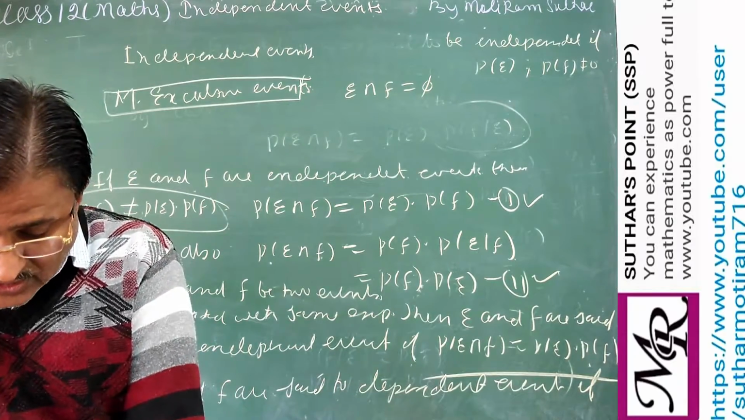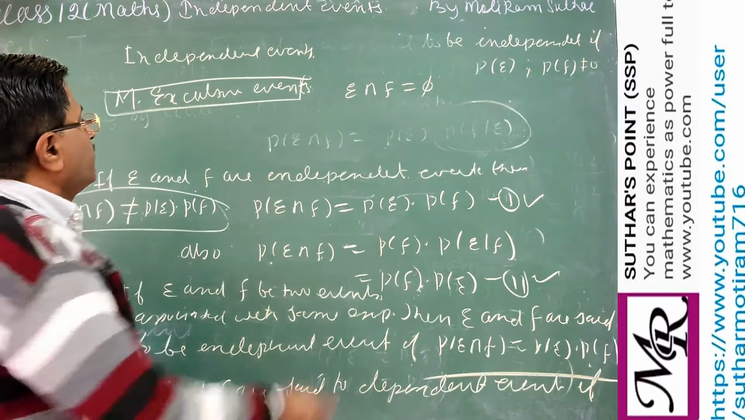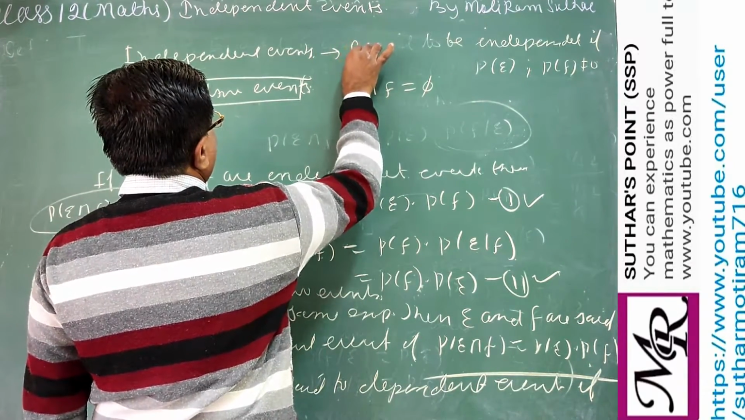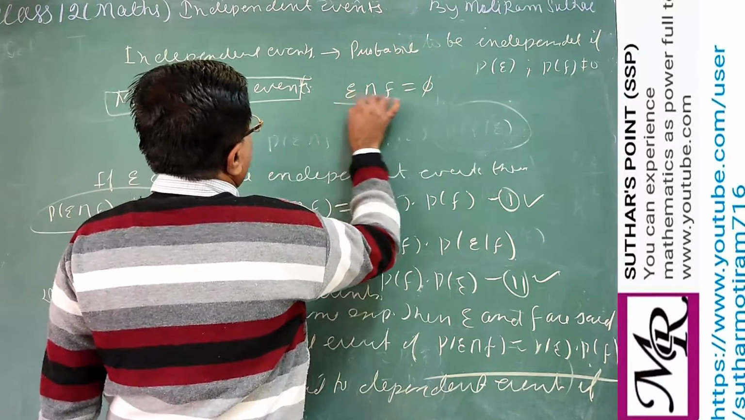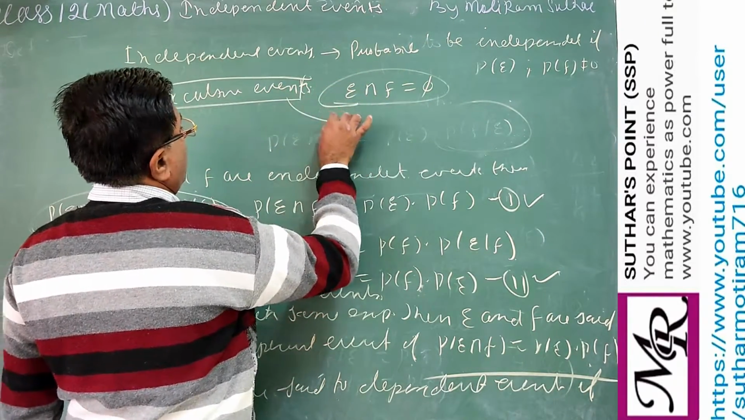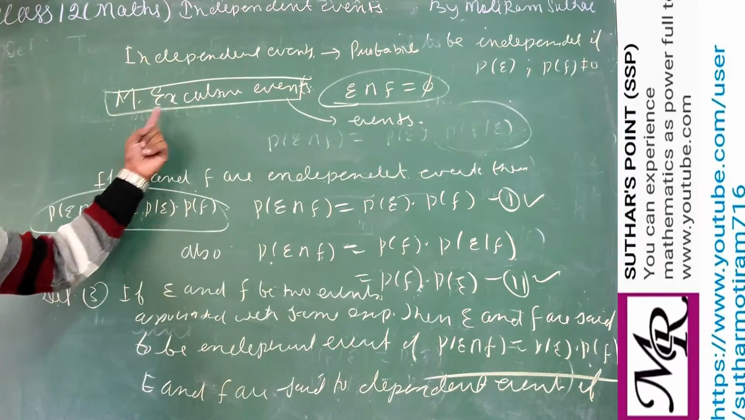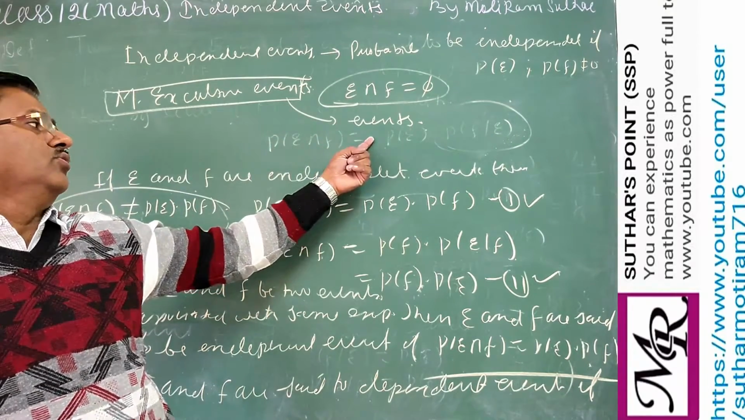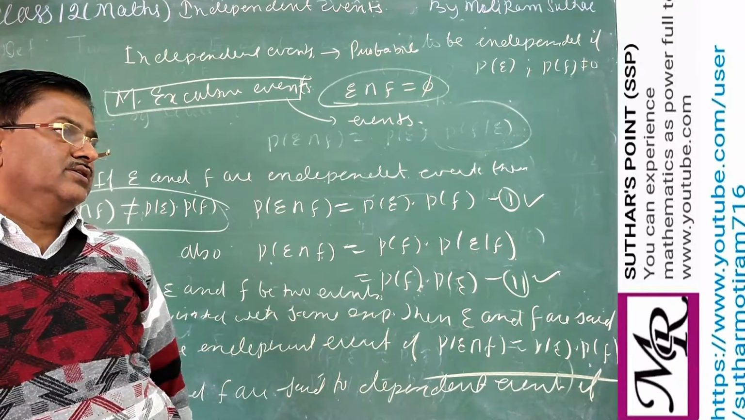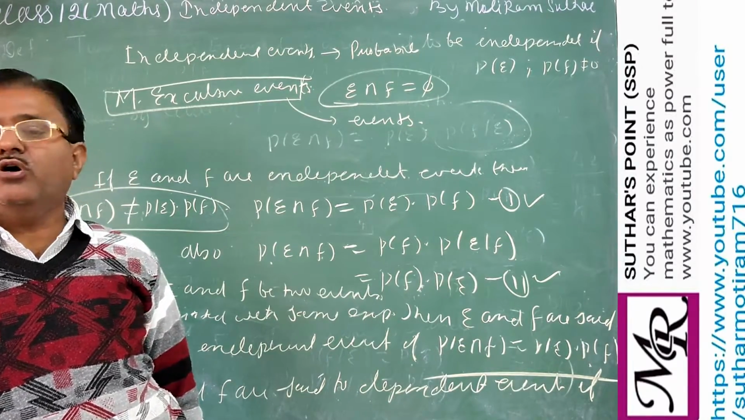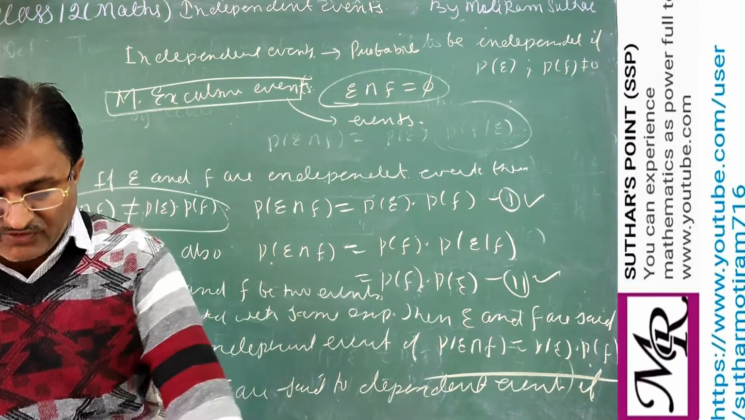Clear? The term independent is defined in terms of probability, while the term mutually exclusive is used for events as subsets of a sample space, not for probabilities. This is the first difference.